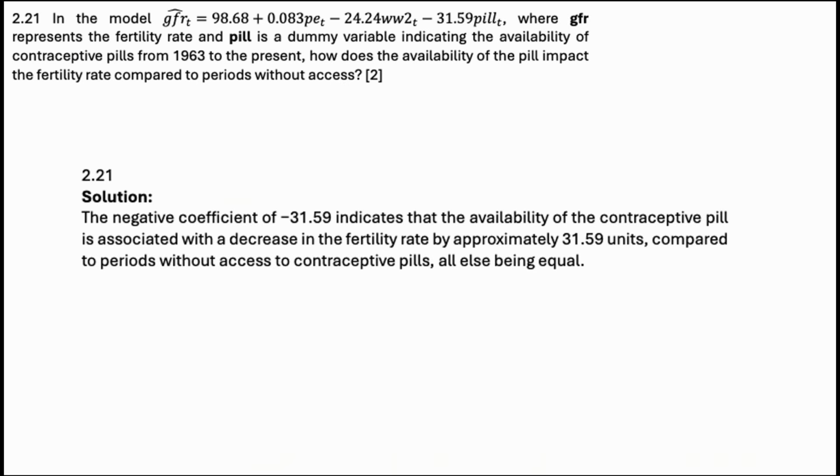Okay, so here's how I interpret it. So the negative coefficient of negative 31.59 indicates that the availability of the contraceptive pill is associated with a decrease in the fertility rate by approximately 31.59 units, compared to periods without access to contraceptive pills, all else being equal. Or, if you speak Latin, you can say ceteris paribus.